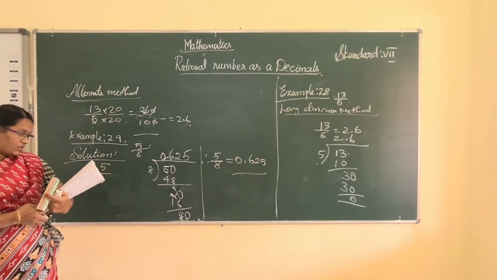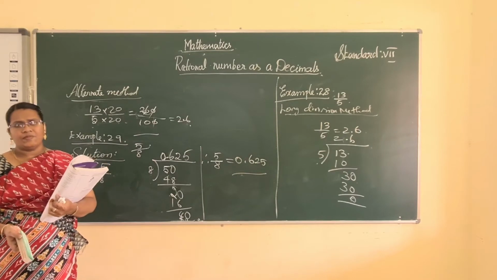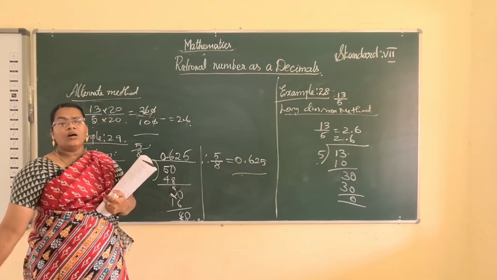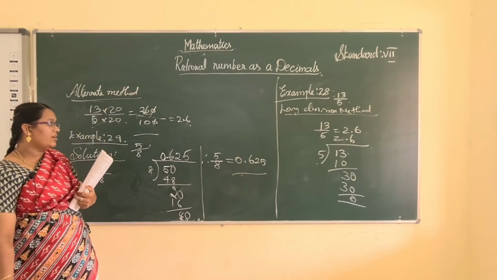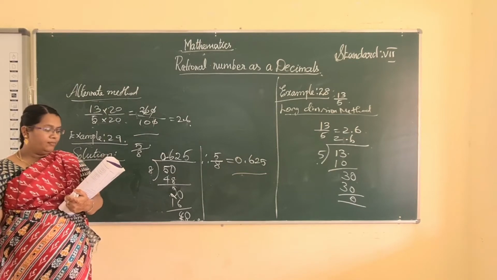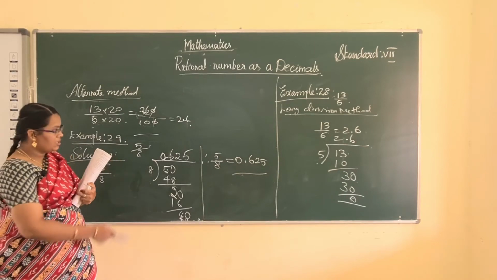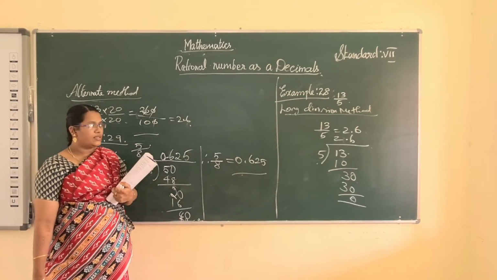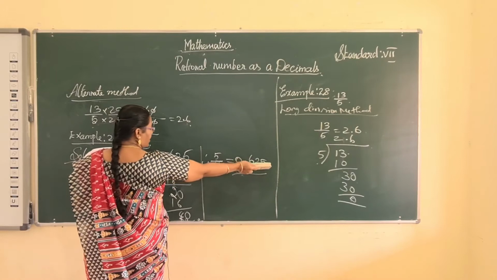Okay, the next concept is terminating and non-terminating decimals. What is meant by terminating? It is finished, it ends with some process. It stops after some steps of this division. That is called terminating decimals. So these are all terminating numbers. 0.625 is finished.